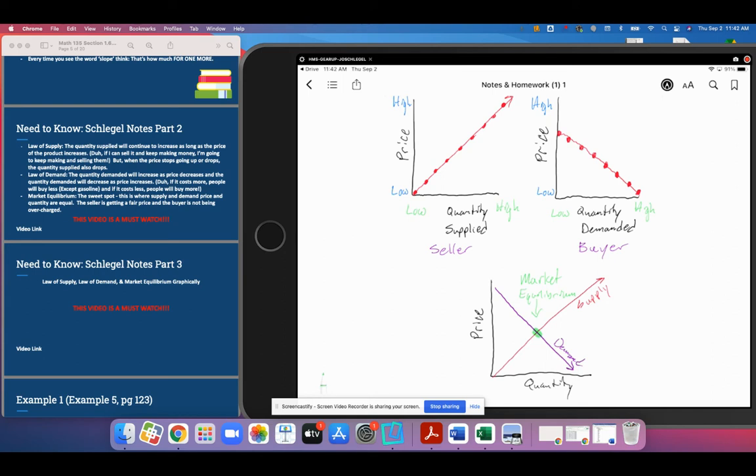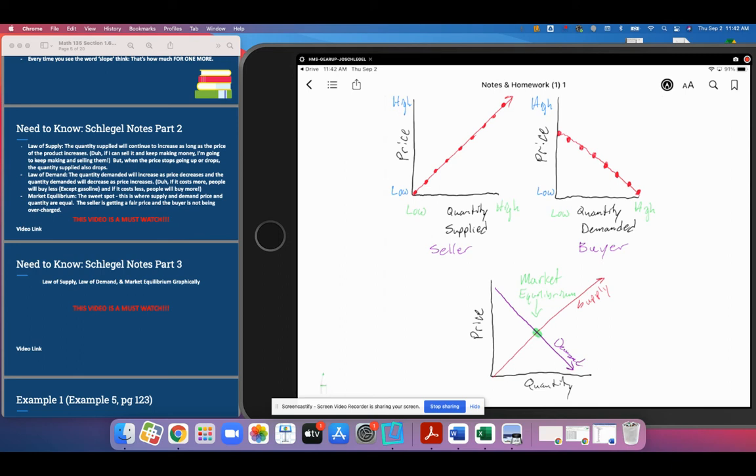And we're going to be talking through this using equations and solving systems of linear equations throughout the rest of this section. But that is what I feel is a pretty good explanation of supply, demand, and how they work together to find market equilibrium.